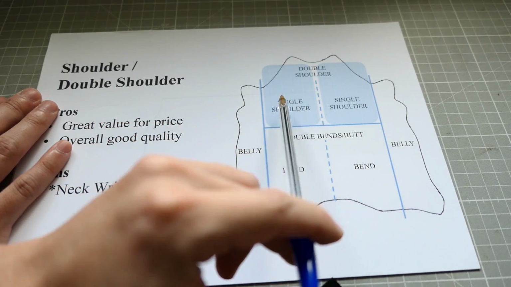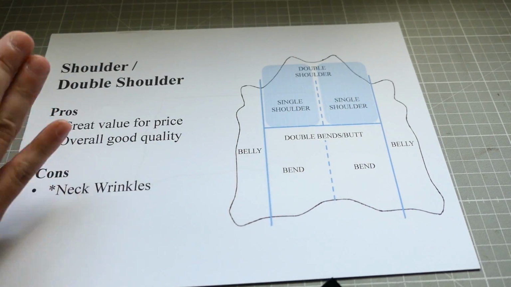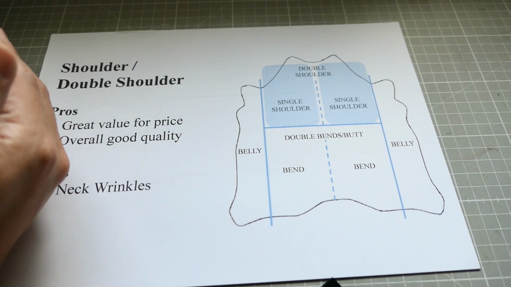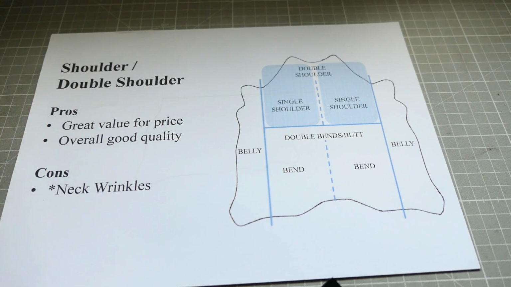So two shoulders come together. Double shoulder is simply double shoulder; it doesn't mean anything extra. It's a very good piece that you can buy if you are starting leathercraft, or if you're trying to make something and sell something. I think shoulder is a really good material.